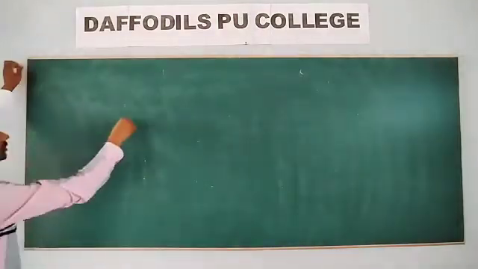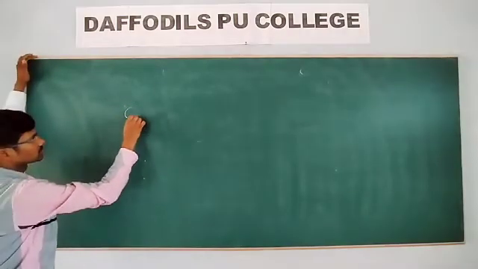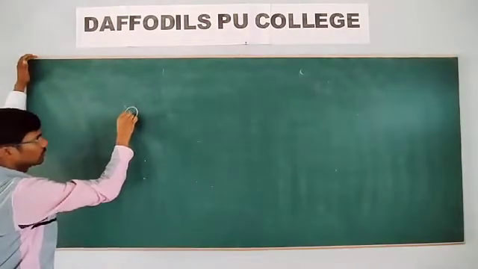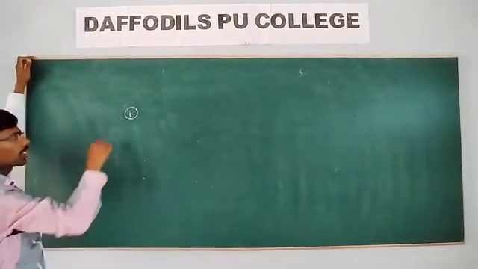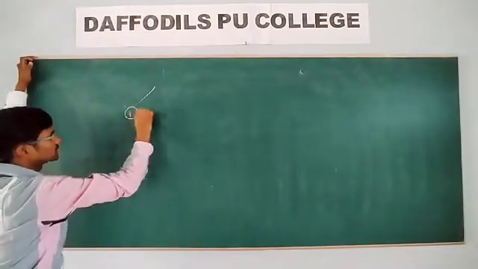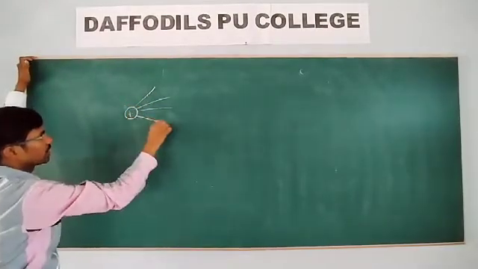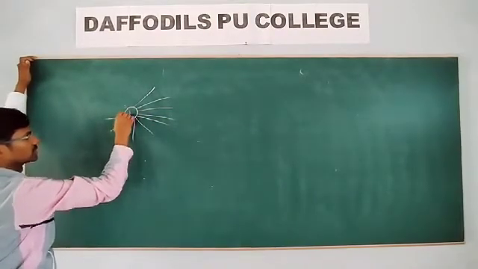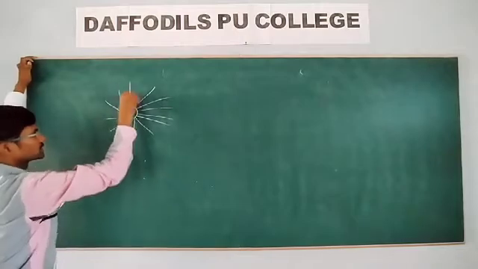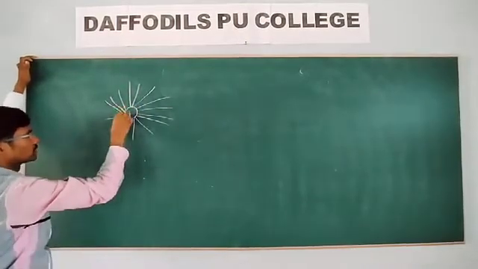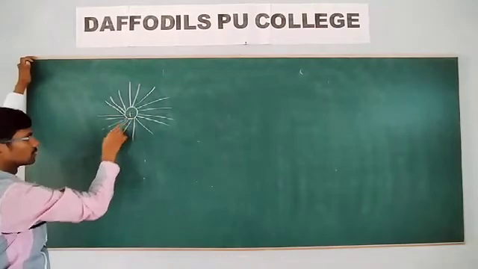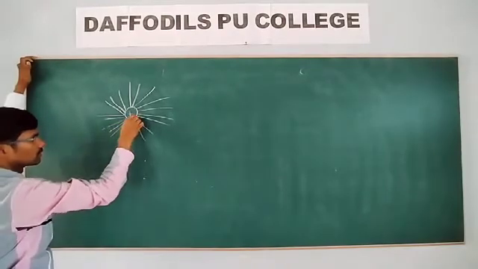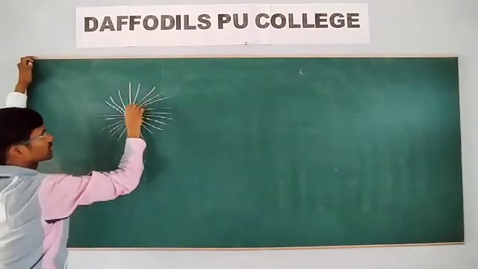Let me discuss. If we take a positive charge, what happens? This positive charge emits a number of electric field lines, always radially outward.